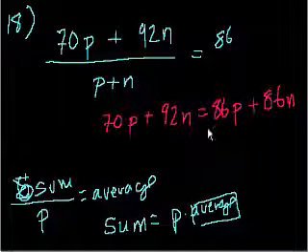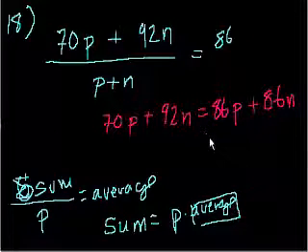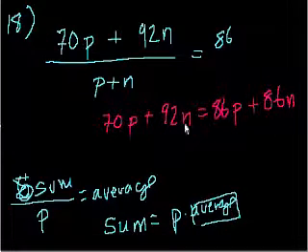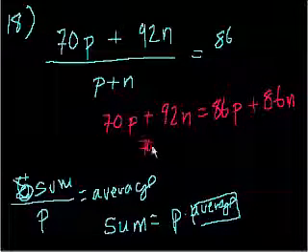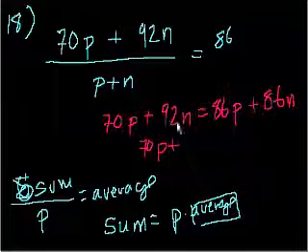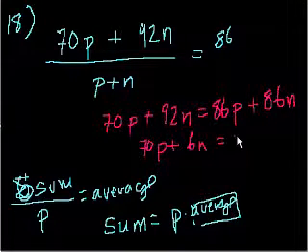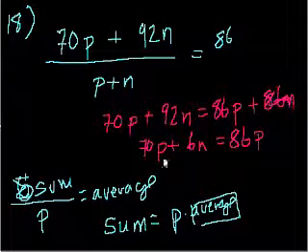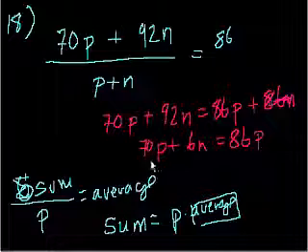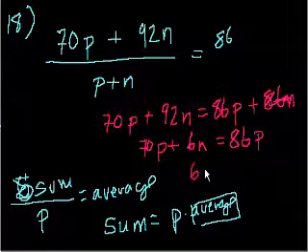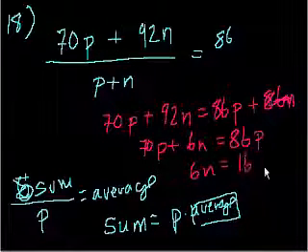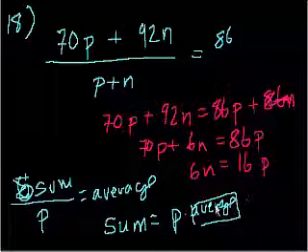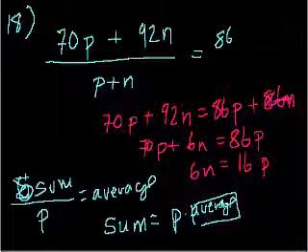Now what do we want to do? We eventually want to figure out P divided by N. So let's put the N's on the left-hand side. I'm going to subtract 86N from both sides. So you get 70P plus 92 minus 86, which is 6N, is equal to 86P. Then let's subtract 70P from both sides. So you get 6N is equal to 16P, since 86 minus 70 is 16.